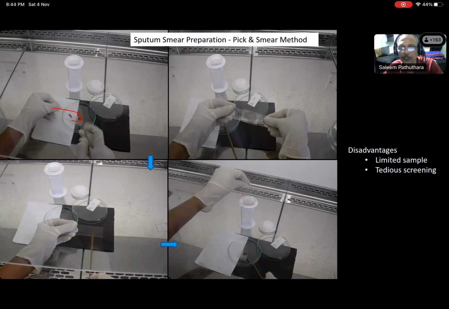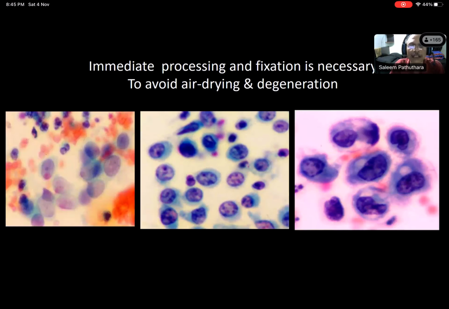Once the smear has been made, it has to be fixed immediately before drying. Remember, this is a mucoid material, so drying will not happen as fast as in a serous fluid smear. So you can slowly put the smear without disturbing the material. Slowly put it into the fixative bottle. The fixative bottle contains the fixative. So what is the disadvantage of this method? We can pick up only limited material. If there is a lot of material, only very little can be picked up on one smear, and it is very tedious for screening because making a thin layer smear from a mucoid material is a little difficult. So immediate processing and fixation is very necessary to avoid air drying and degeneration.